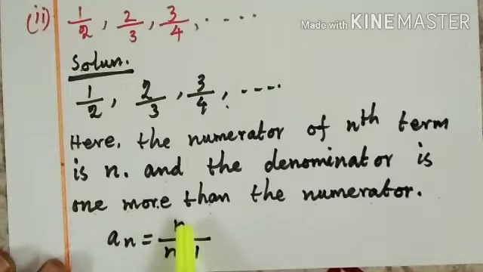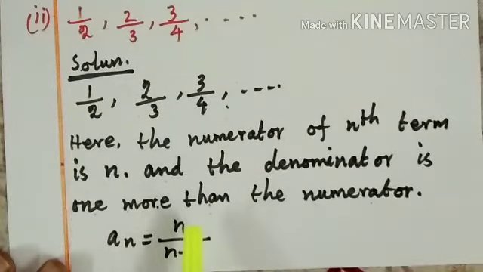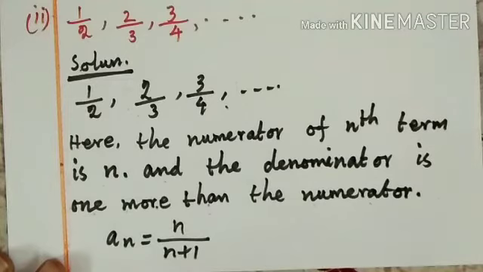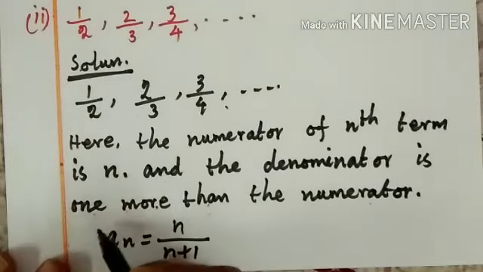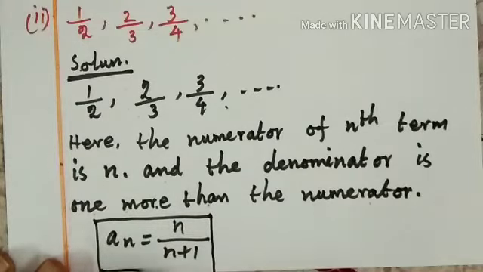So, you put 1 means in the denominator 1 plus 1. Therefore, you get 1 by 2. Then in the numerator you put 2, means in the denominator you write 2 plus 1, that is equal to 2 by 3. In the numerator you put 3, means in the denominator 3 plus 1, that is 3 by 4, and that goes on. This is the general term for this question.